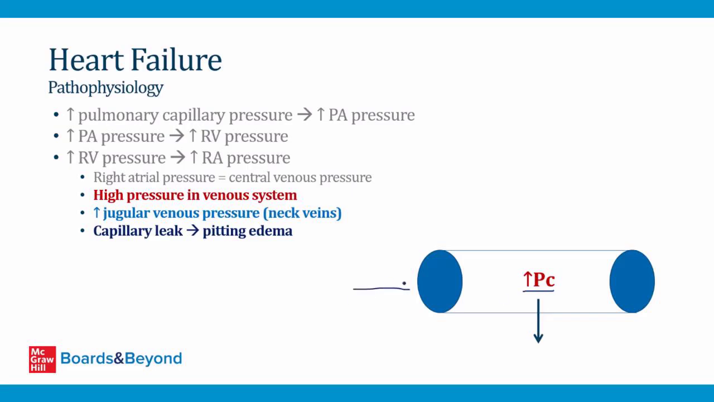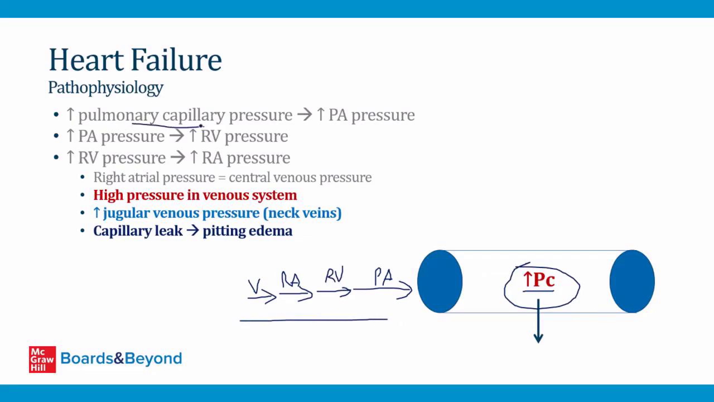Well, flowing into the pulmonary capillaries is blood from the pulmonary artery. And flowing into the pulmonary artery is blood from the right ventricle. And flowing into the right ventricle is blood from the right atrium. And flowing into the right atrium is blood from the venous system in the body. So when this pressure starts to rise, all of these pressures are going to rise as well. So the high pulmonary capillary pressure leads to increased pulmonary artery pressure, and you see high pulmonary artery pressure in all patients with left-sided heart failure.